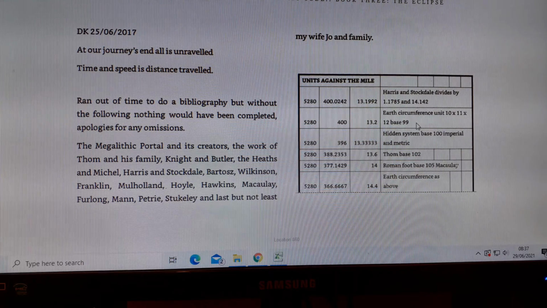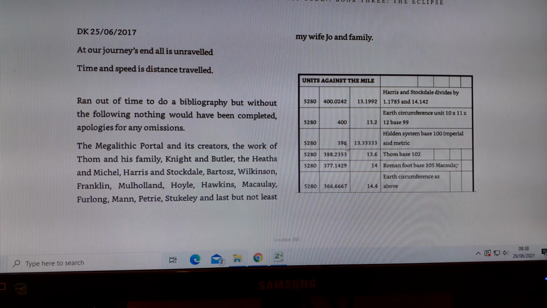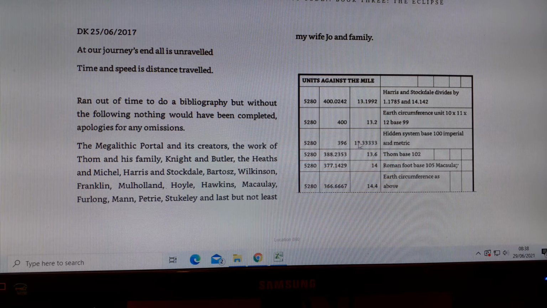Well, that in actual fact is the Indus Valley foot, and it's also the Saxon foot that many metrologists use. Now the next one is the important one. 5280 divided by 396, which is 100 ancient meters, gives 13.333, and that's a base 100 unit. And it's the hidden system base 100 imperial and metric. So that line is the most important line in this table.